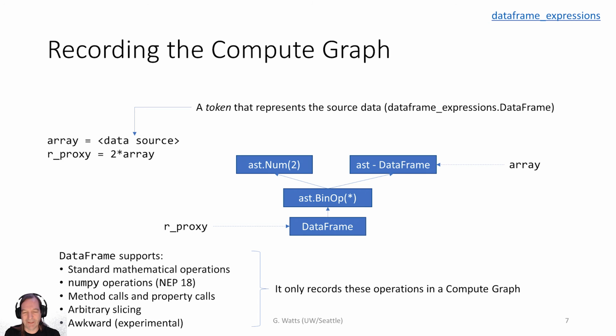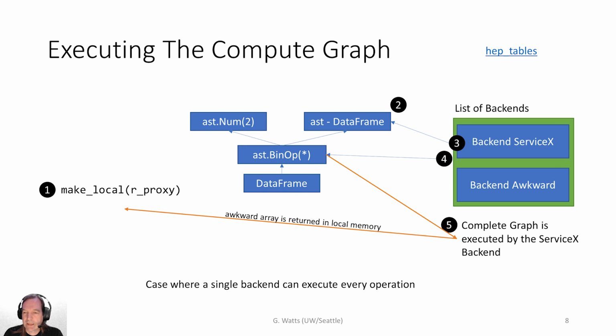To build this computational graph, DataFrame supports standard mathematical operations, numpy operations through a dispatch mechanism defined as a standard part of the library, method calls and property calls on the data frame, arbitrary slicing, and an experimental interface for many of the awkward functions. DataFrame Expression's only job is to build this computational graph. It does not perform any execution or even reason about the operations that it's recording. The execution is taken care of by a second package called heptables.